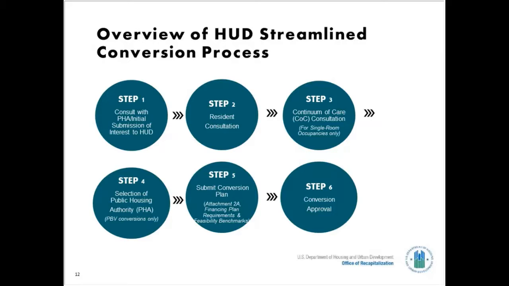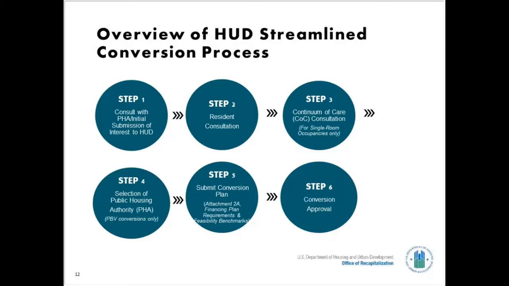Step 2, you'll inform the residents at the property of your intent to convert. And step 3, I think I'm losing connection. You will consult with the Continuum of Care agency if you are a Mod Rehab SRO project. So again, the first 3 steps involve contacting the stakeholders and affected parties.